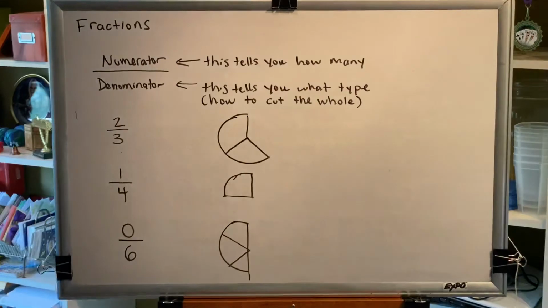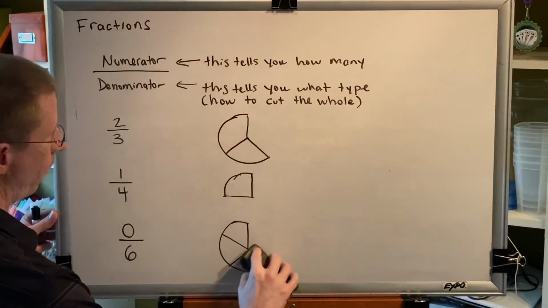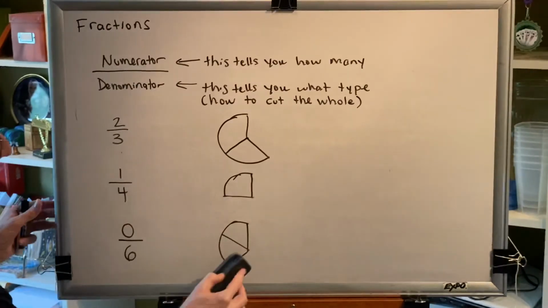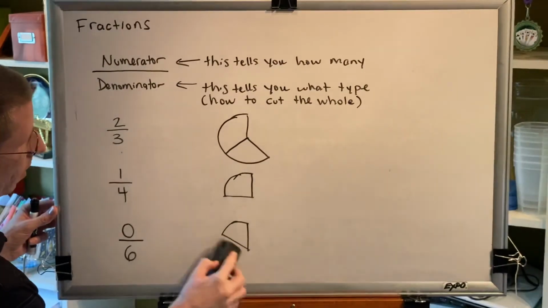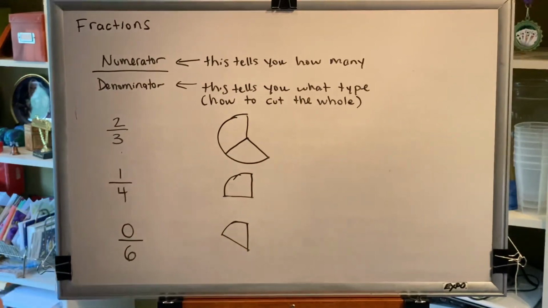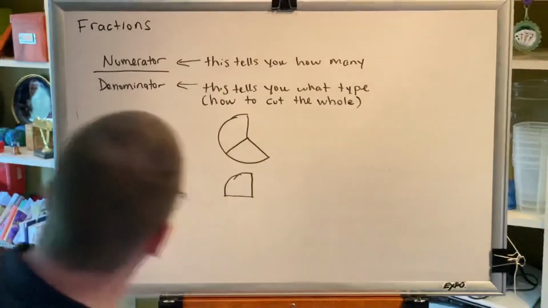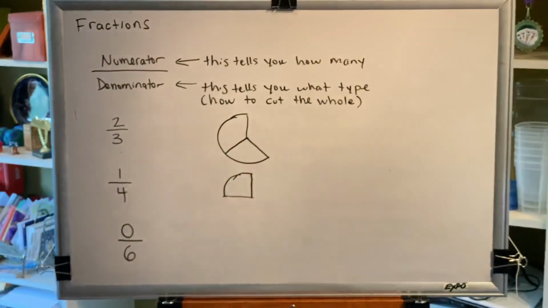Well, I went from 6/6 down to 3/6. If I eat this piece of pizza, then I'll have 2/6. If I eat this piece of pizza, then I will have 1/6. And if I eat the remaining piece of pizza, then I will have 0/6.